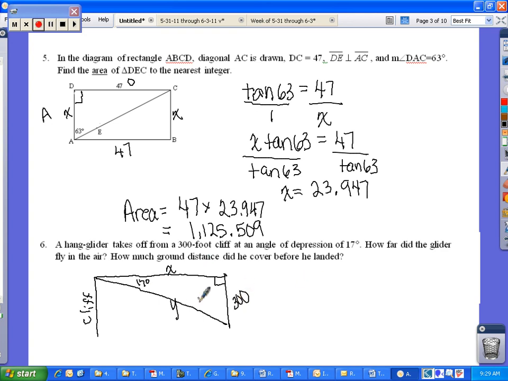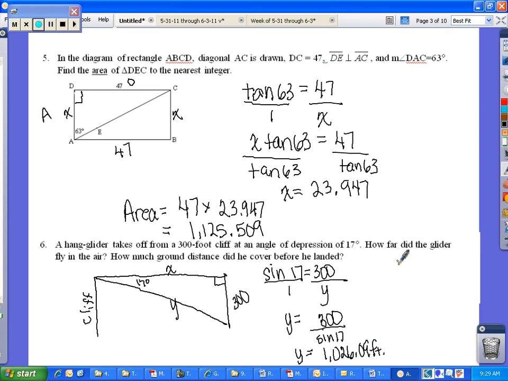So the first thing I'm going to do to find y is opposite and hypotenuse, so that is sine. So sine of 17 equals opposite over hypotenuse. So again, solving this equation, y equals 300 divided by the sine of 17. So y equals 1,026.09 feet. To find x, you can use tangent, because that's opposite and adjacent. x is adjacent. The 300 you know is opposite, so that's tangent. So tan of 17 equals 300 over x. And then again, solving that the same way, x will equal 981.26 feet.